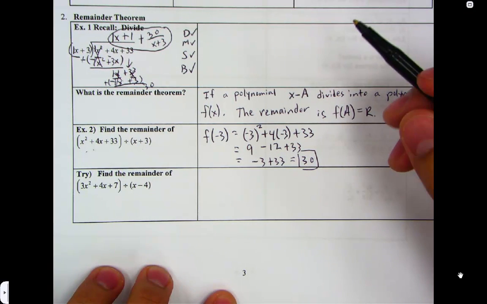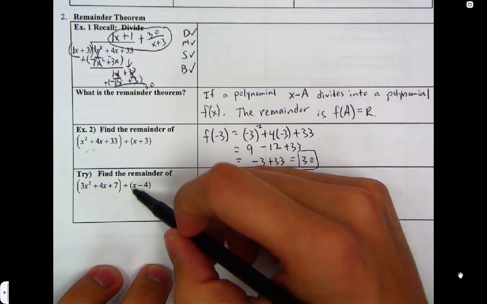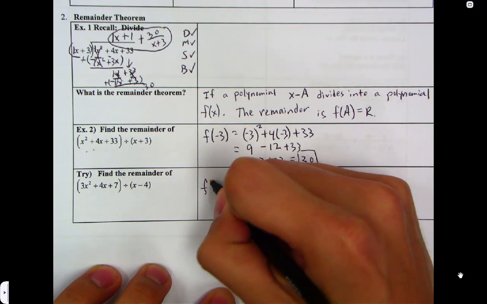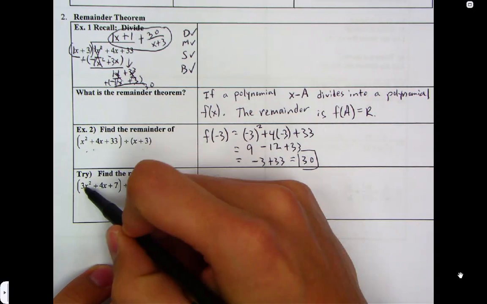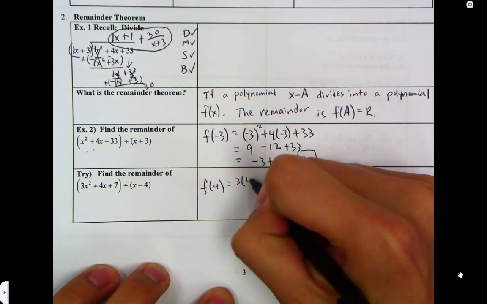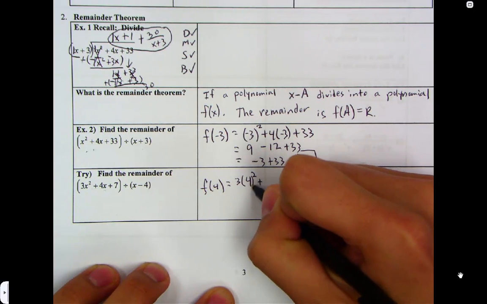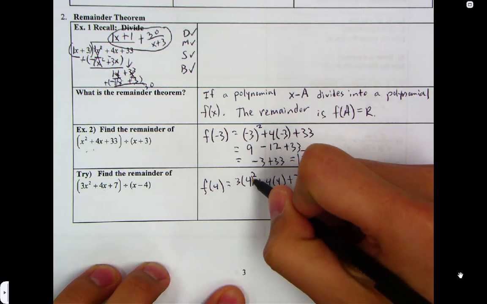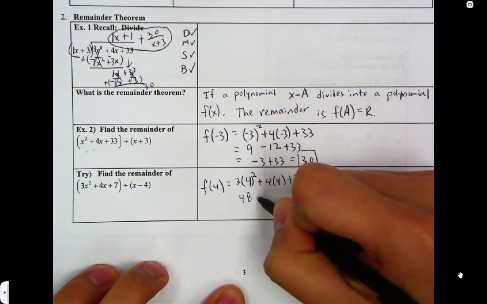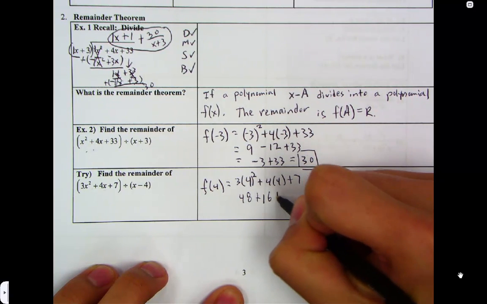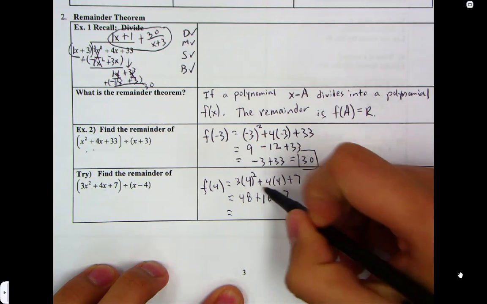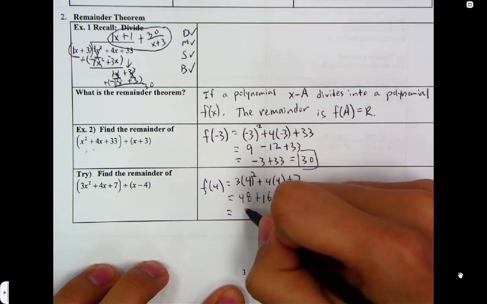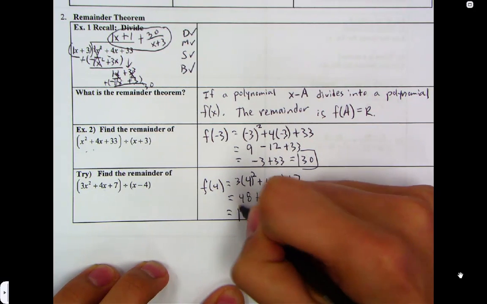Find the remainder of 3x squared plus 4x plus 7 divided by x minus 4. So here's my polynomial that I'm dividing into. I always take the opposite, so it's f of 4. I'm going to plug in 4 for the x's here. So 3 times 4 squared plus 4 times 4 plus 7. Exponent is first. 4 squared is 16 times 3 is 48. 4 times 4 is 16 plus 7. So I'm going to do the math. That would be 48 plus 16 plus 7, 71. So my remainder is 71.